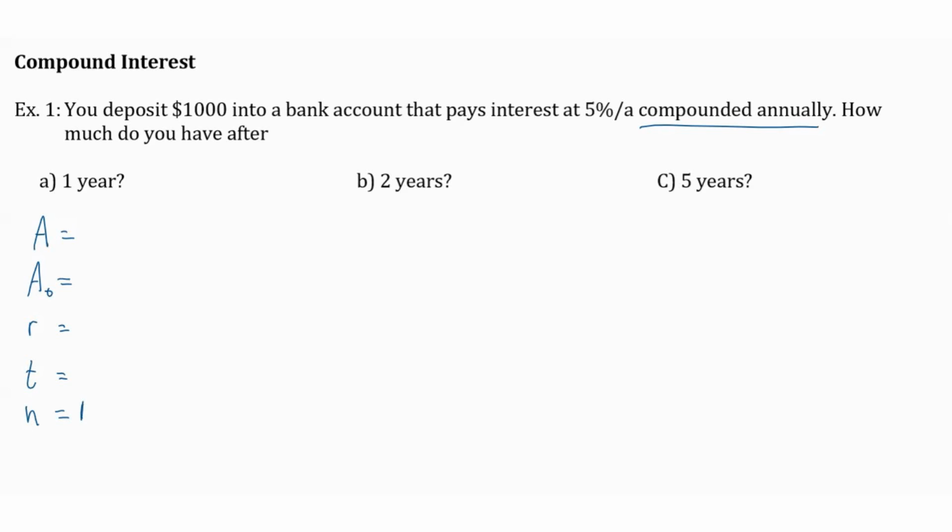You deposit $1,000 into a bank account. So where does the $1,000 go? That's the initial amount. Very good. It pays 5% interest. So that's the increase. That's your rate. That's your R. But it has to be a decimal. It's given as a percentage. So what do I do? I do 5 divided by 100.